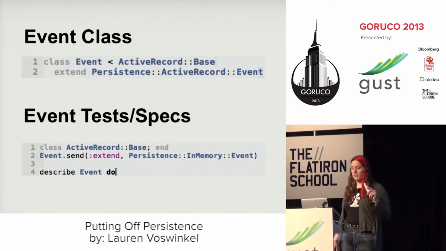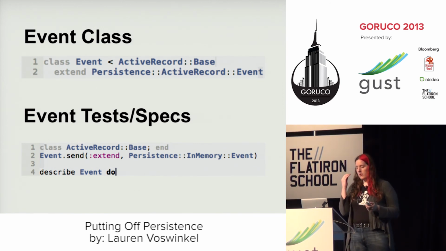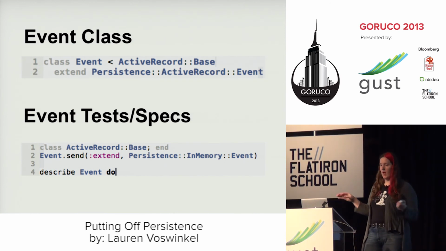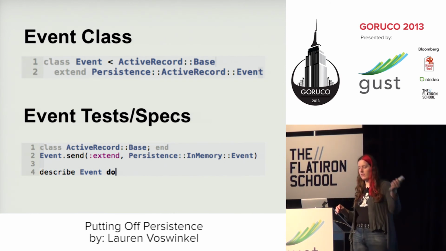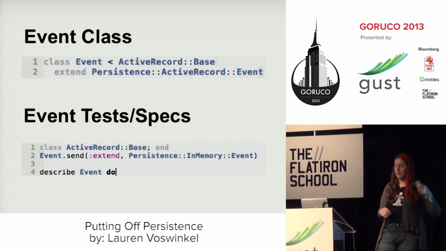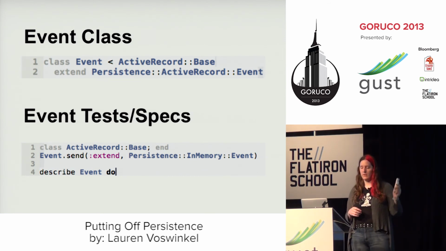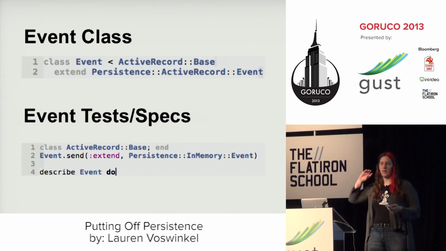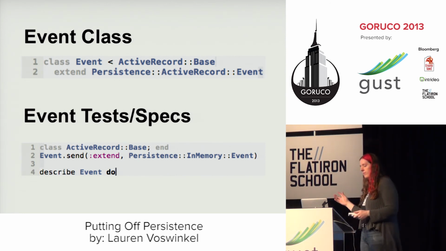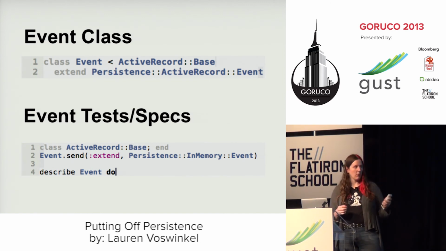And then when you get to your tests, in this case, your unit tests or specs, you can basically say ActiveRecord::Base is an empty object. And then you can use send to tell the class to extend persistence, in-memory persistence, and the event. And what that does is basically say, okay, take the in-memory library that we've created and stick it into our class, and we'll be good to go without having to rely on Active Record at all.